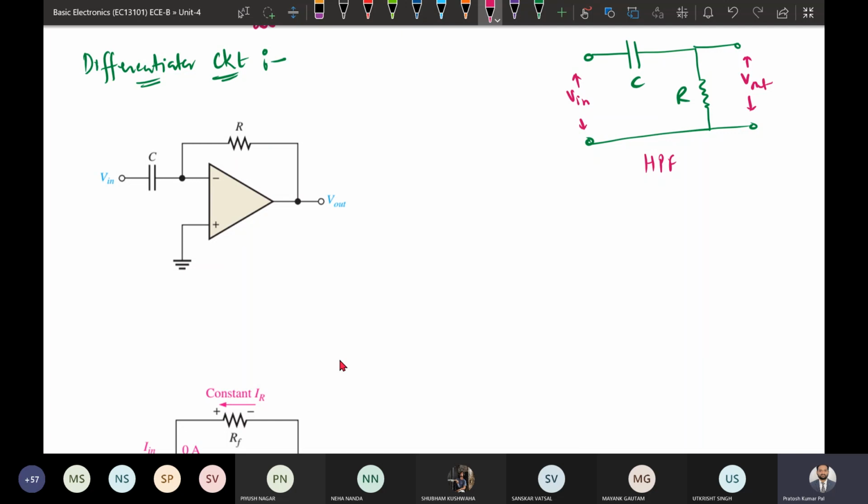For analysis we again need to see that whatever the Vp and Vn are, they are equal, and equal to 0, because Vp is equal to 0, and Vn is also 0, and the current into the input is 0.